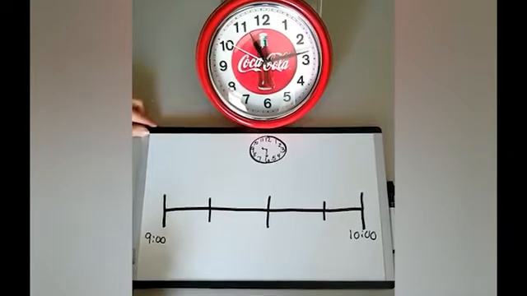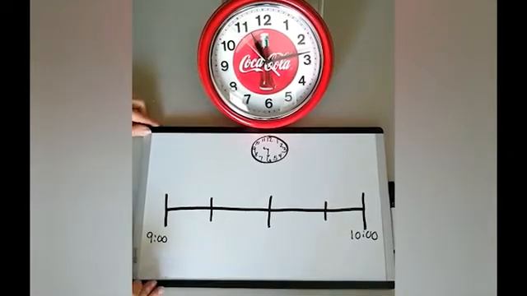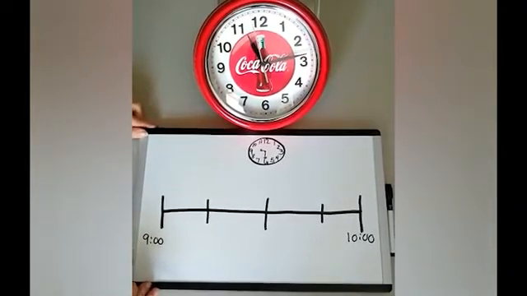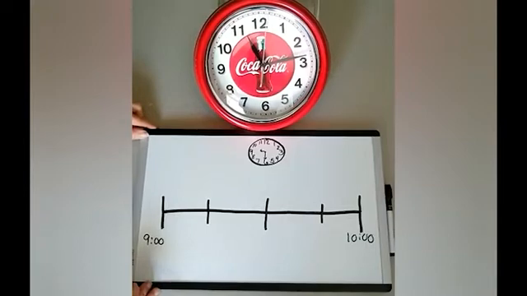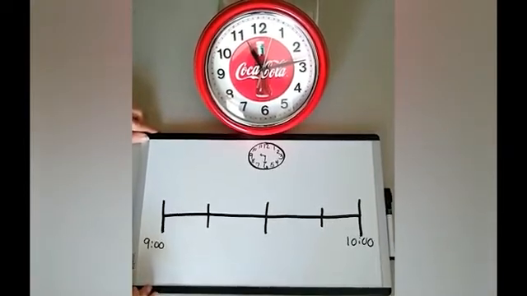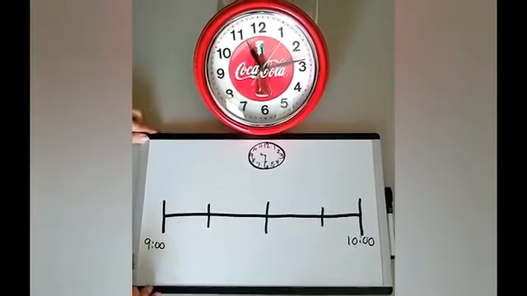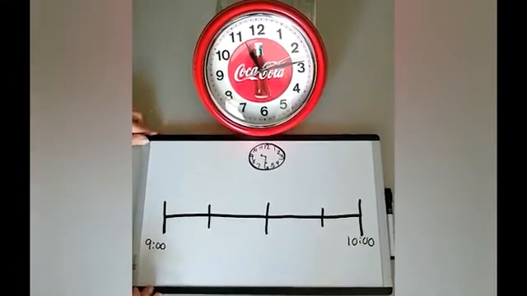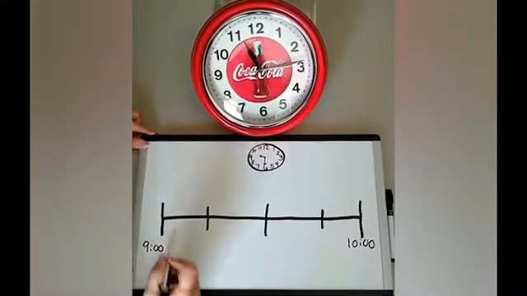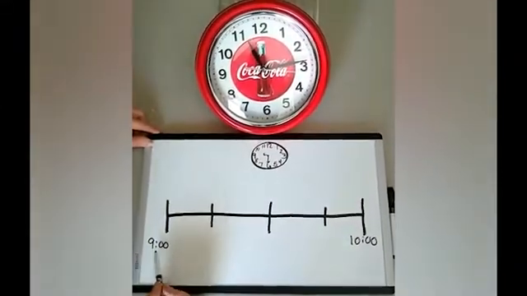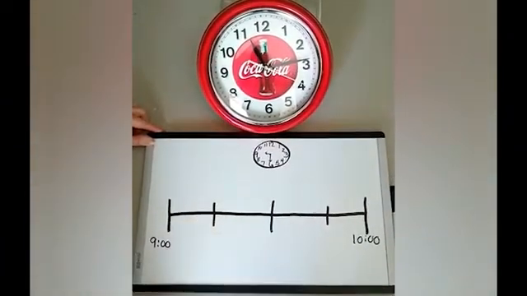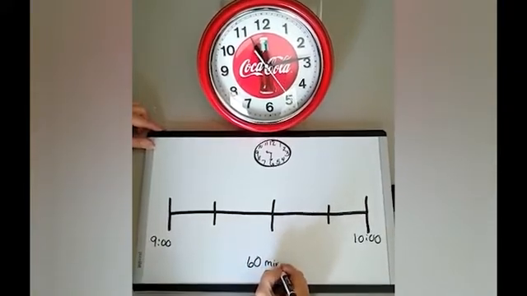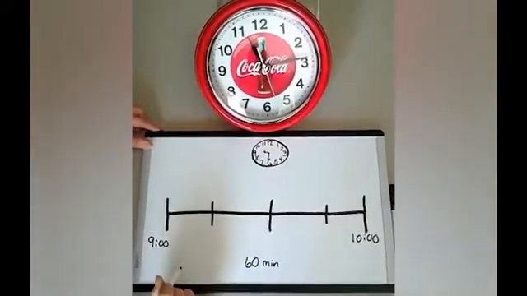Now, boys and girls, sometimes our number line looks a little different. This one has been partitioned in a different way than the first one we looked at. So, wow, I'm going to have to think about how they have partitioned this number line. I don't have nearly as many spaces this time. It still starts at 9 and ends at 10, so I know we're still dealing with 60 minutes.